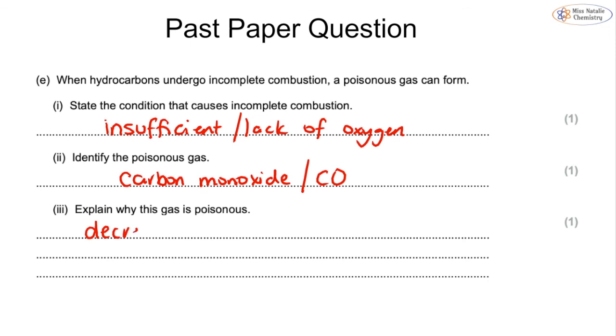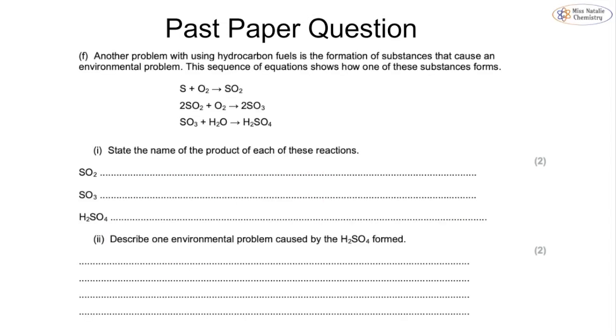We can either identify it by the name or even the formula, and then explain why this gas is poisonous. It decreases the capacity of blood to carry oxygen. So in biology, you'll probably go into a bit more detail about the fact that it's going to form carboxyhemoglobin when the CO bonds with the hemoglobin, but in chemistry, we just look for a very simple answer, that it decreases the blood's ability to carry oxygen around the body, or stops blood cells from carrying oxygen. Something even as simple as that.